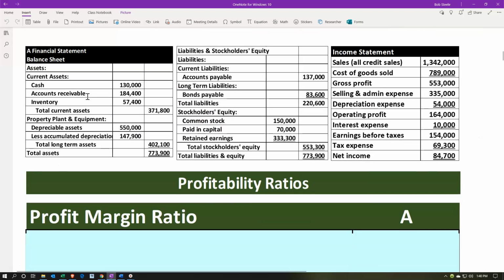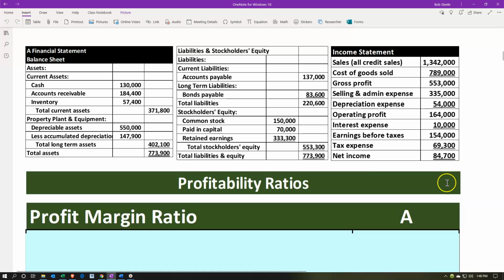This is going to be a snapshot or a smaller shot of the company A financial statements, where we have the balance sheet, the total assets here, total liabilities and equity. This is the second half of the balance sheet. Then we have the income statement, where we have the sales top line, the net income on the bottom line.